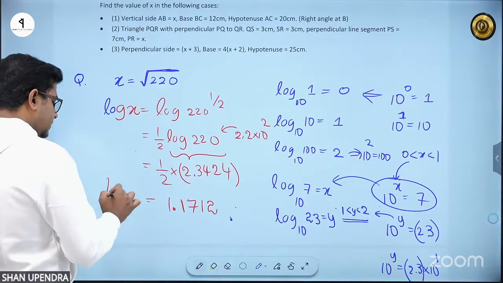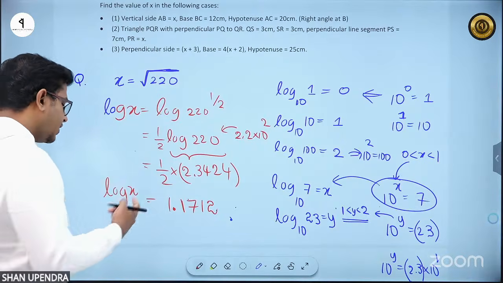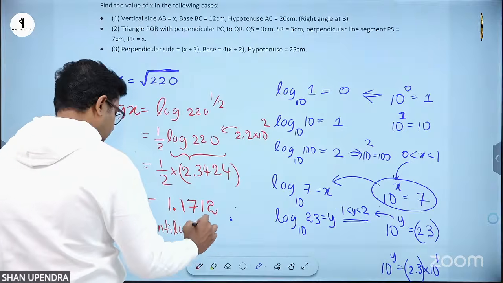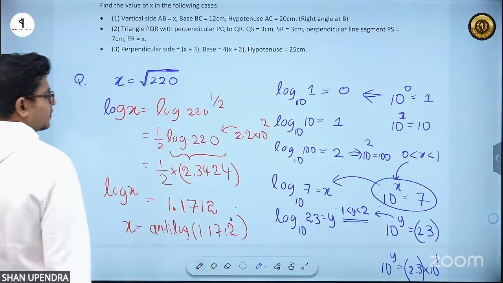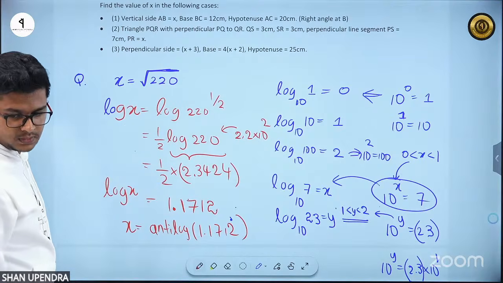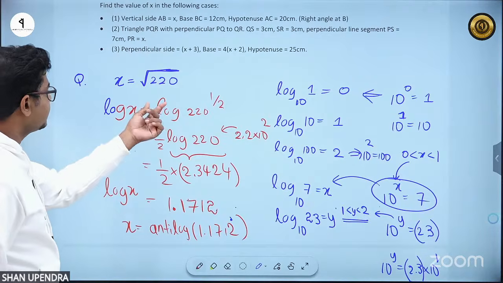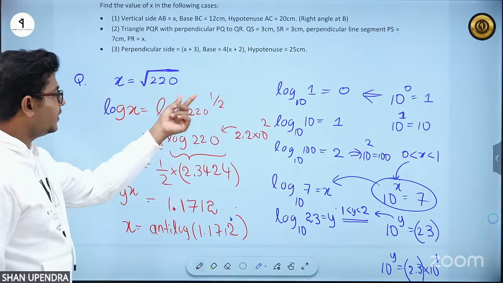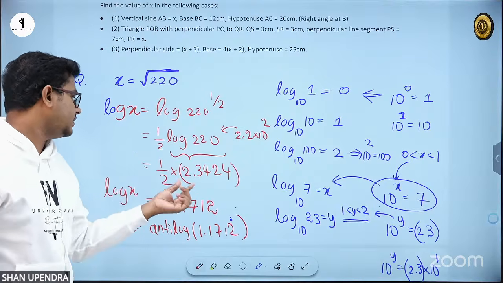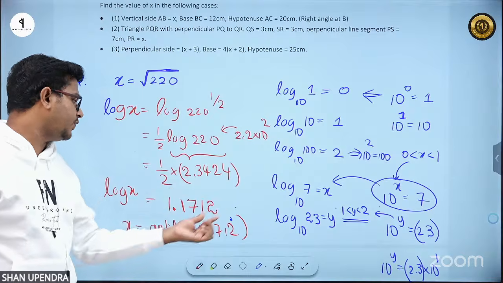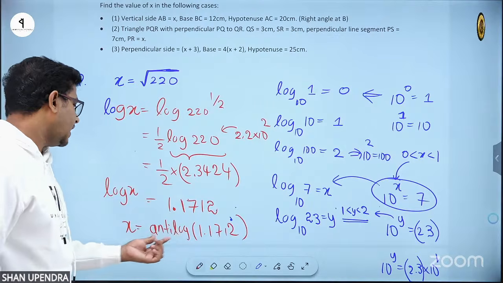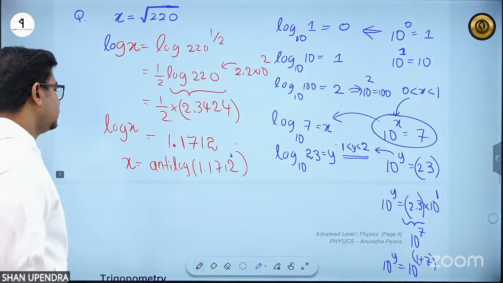So now this is log x, but we don't need log x, we need x. So what we can do is take the antilog of that. So x equals antilog 1.1712. Earlier, we need x equals root 220, then log x equals log 220 to the power half. I can take the half out, then half into 2.3424, which gives 1.1712. Then take the antilog of 1.1712.